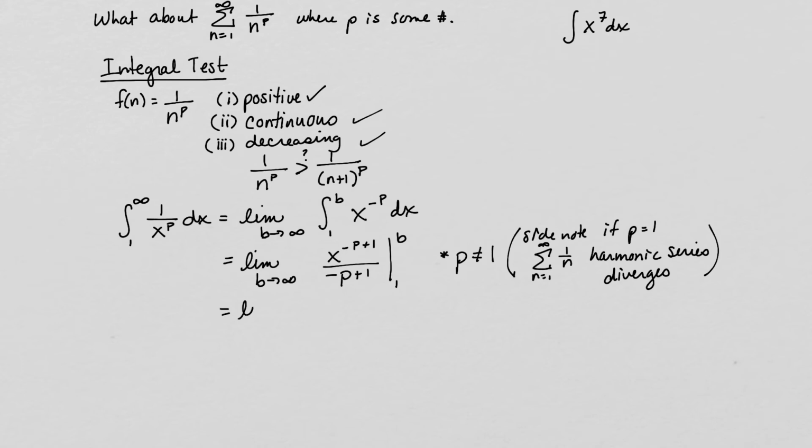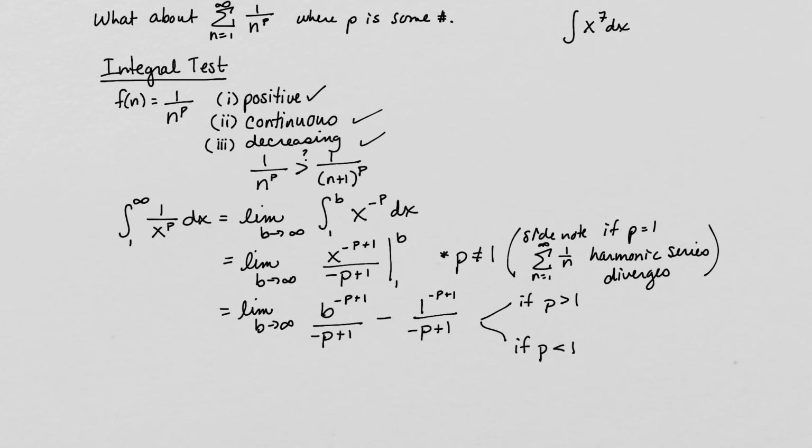Okay, so if I plug in, I get the limit as b approaches infinity of b to the minus p plus 1 over minus p plus 1 minus 1 to the minus p plus 1 over minus p plus 1. And now you go, okay, that's great, but I don't know what p really is. So how am I supposed to figure this out? The answer is, I don't know what p is. I know that p is either a number bigger than 1 or a number less than 1. So we're going to have two things come out of here: if p is bigger than 1, or if p is less than 1. If p is some number bigger than 1, one thing's going to happen, and if p is some number less than 1, another thing's going to happen.